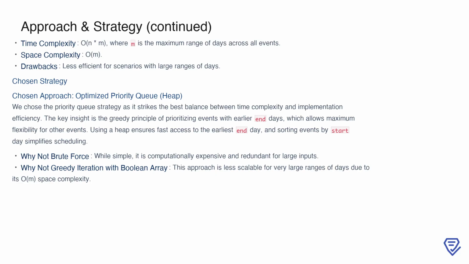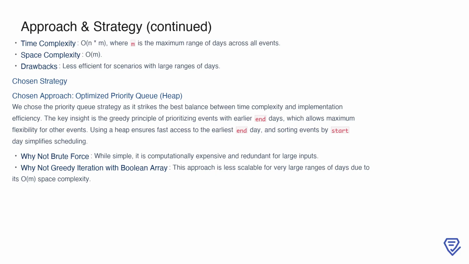After evaluating these methods, the chosen strategy is the optimized priority queue approach. This method strikes the right balance between time complexity and implementation efficiency. The greedy principle of prioritizing events with earlier end days is the cornerstone of this approach, as it ensures maximum flexibility for scheduling other events. Sorting the events by their start date further simplifies the scheduling process.